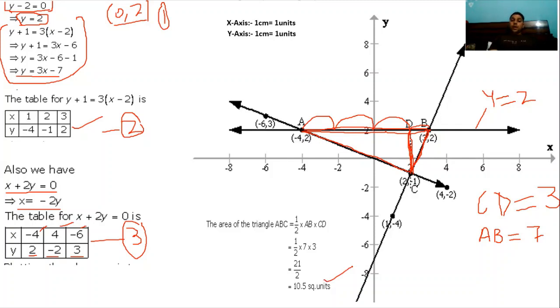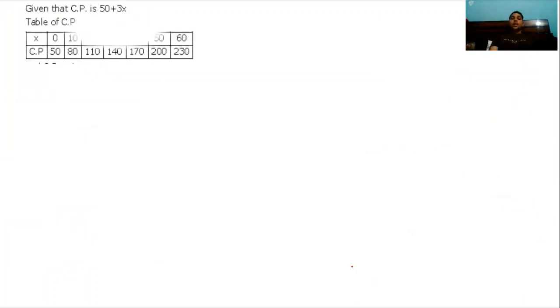So we can have 3 lines also that can be drawn on the graph, and accordingly we can have different geometrical figures, and anything could be asked, to find the perimeter of that particular figure or to find the area of that particular geometrical figure. Now another question is there.